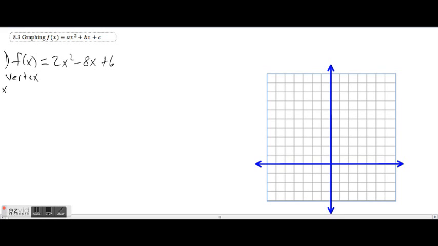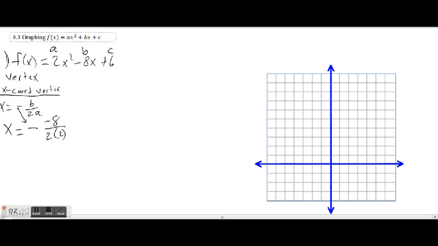So we start off calculating the x-coordinate of the vertex. And the formula is x equals negative b over 2a. Sorry, it's supposed to be an a. Well, here's a, there's b, there's c. So x equals negative, that's that negative right there, b is negative 8, over 2 times a is 2.